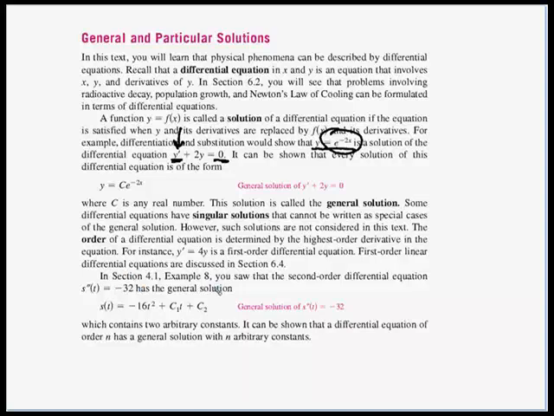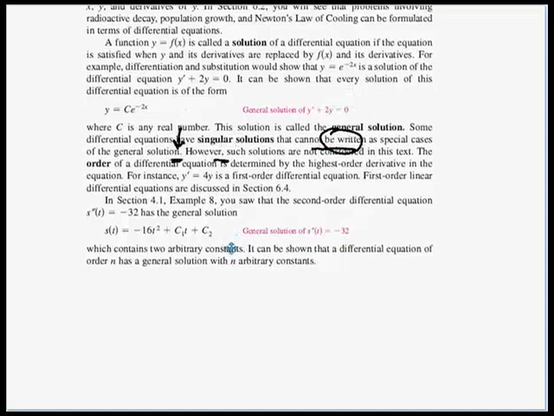Two chapters ago in section 4.1, example 8, you saw the second order differential equation s double prime of t, that's the second derivative of our position function, was equal to negative 32, had this general solution. So we would anti-derive twice to get the position function. It would be negative 16t squared plus c sub 1 times t plus c sub 2. This contains two arbitrary constants, the c sub 1 and c sub 2. It can be shown that a differential equation of order n has a general solution with n arbitrary constants.